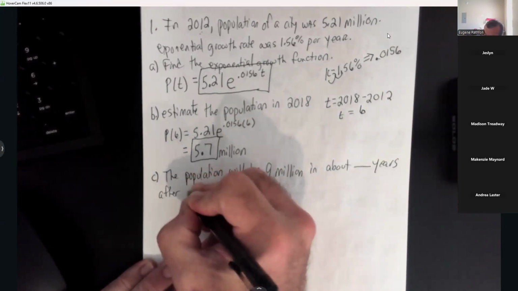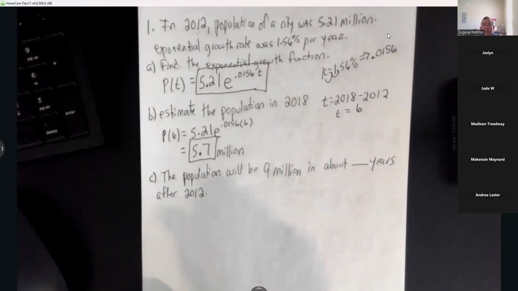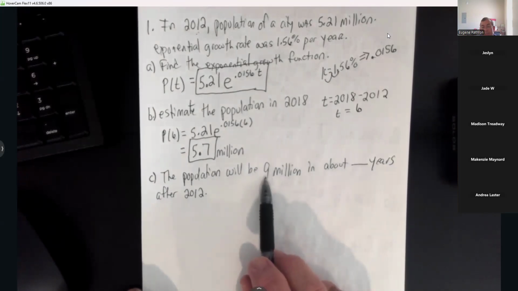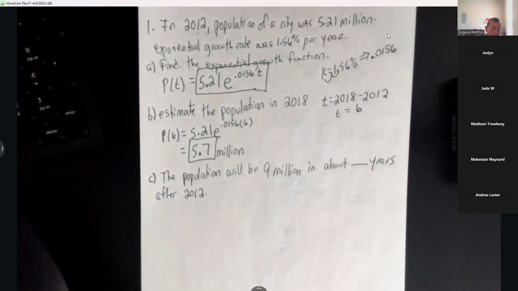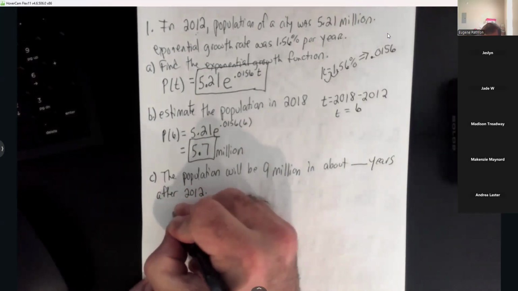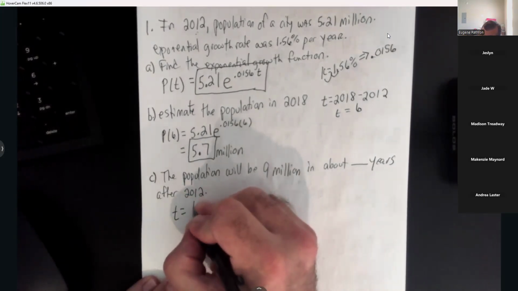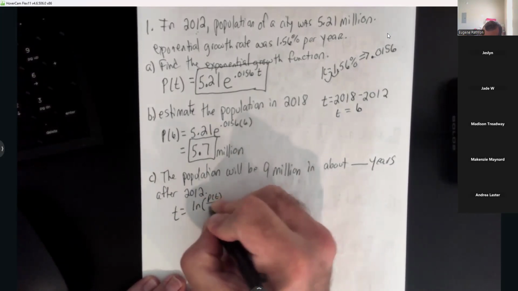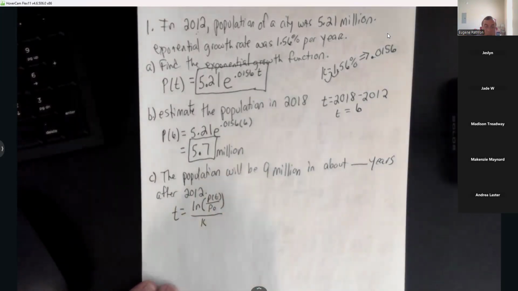After 2012. So how many years is it going to take for this population to reach 9 million? So y'all, this goes back, since you're looking for time, you're going to use the formula that I had for time, which was the ln of your P of T divided by P initial, over your k.